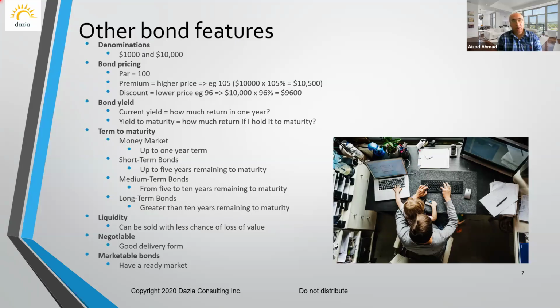So if it's a $10,000 bond, 105 divided by 100 times 10,000 will give you 10,500. So you may need to pay more. That is a premium, 10,500. Discount is you may buy the bond cheaper in the market. So 96% means 96 divided by 100 times 10,000. So that is 9,600. That is a discount.